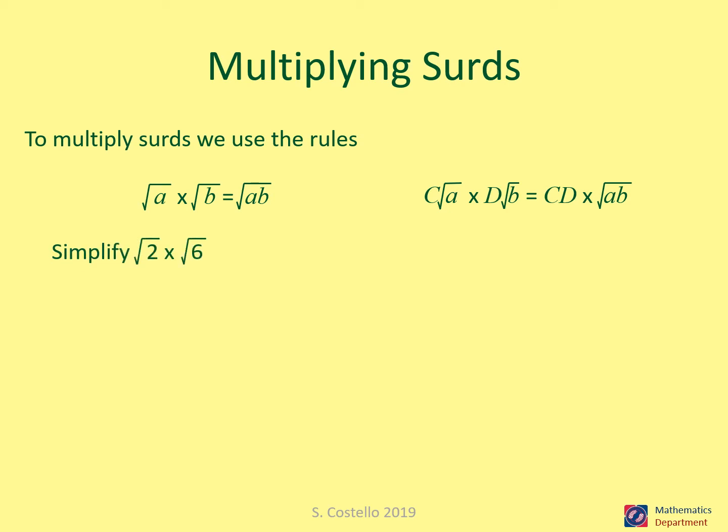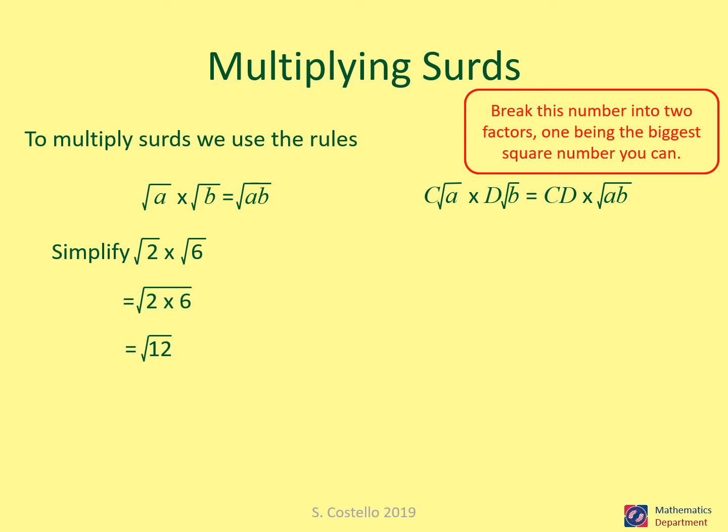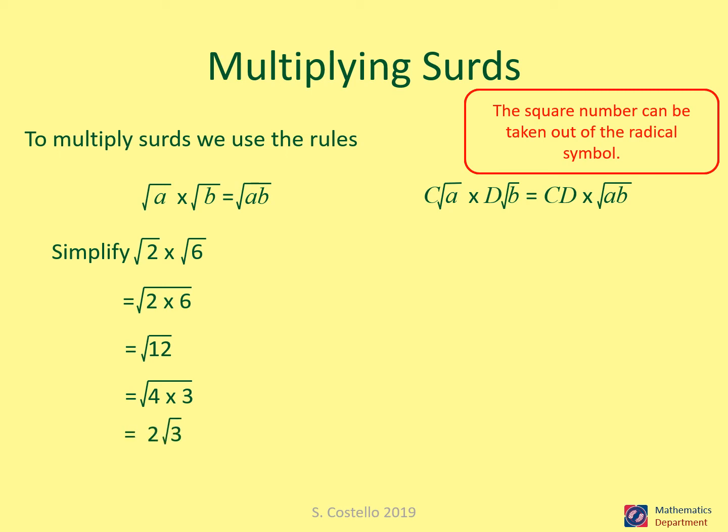Simplify root 2 times root 6. Use the rule to combine this into one root. So root 2 times 6. Find the product of the two numbers, which gives us root 12. And from there, we see if we can simplify it. Break this down into two factors, one being the biggest square number you can find. What's the biggest square number that goes into 12? It's root 4 times 3. The square number can be taken out of the radical symbol, which gives us root 3.